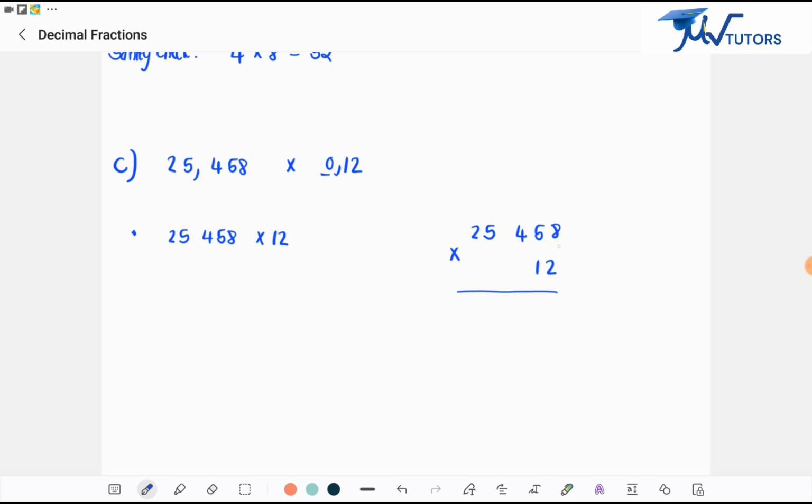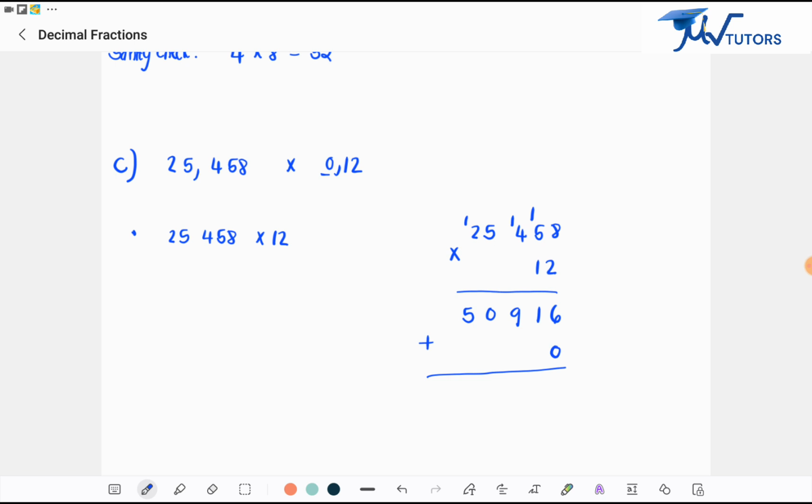So first going to multiply by 2. So what is 8 times 2? That's basically 16. And then 5 times 2 is 10, plus the 1, that's 11. I'm going to carry the 1 over. 4 times 2, that is 8, plus 1, that is 9. 5 times 2, that's basically 10. Carry the 1. 2 times 2 is 4, plus 1, that's basically 5. Okay, so basically 25,458 times 2 will give us 50,916.